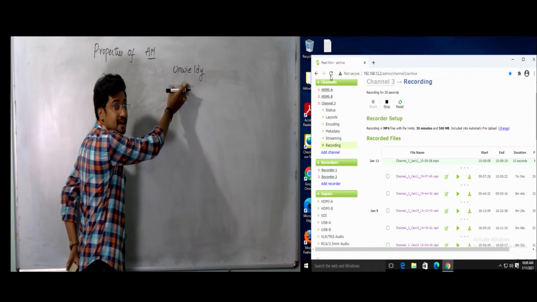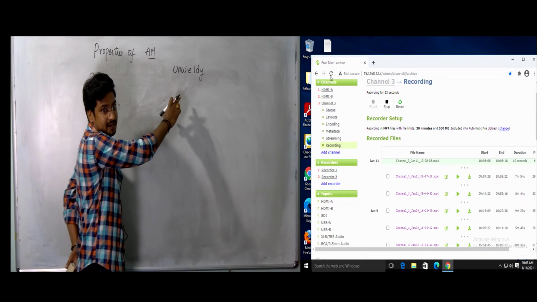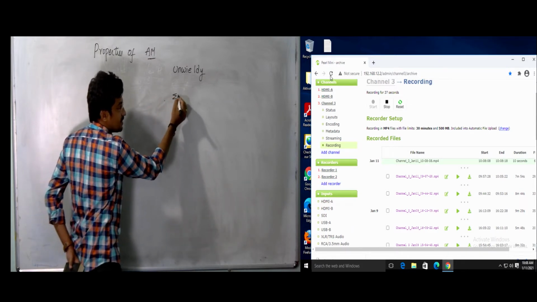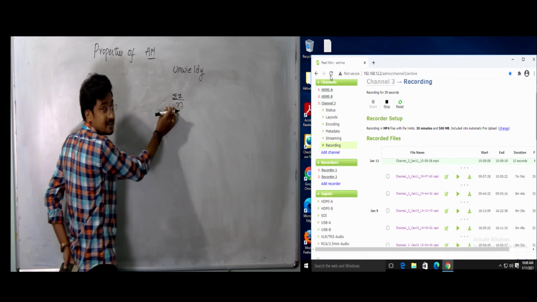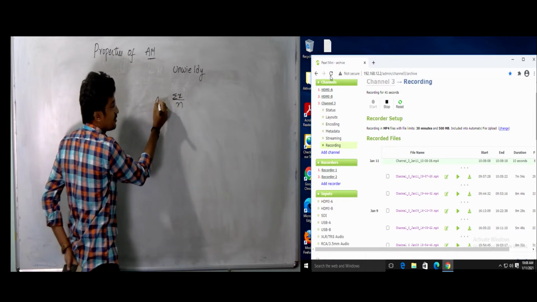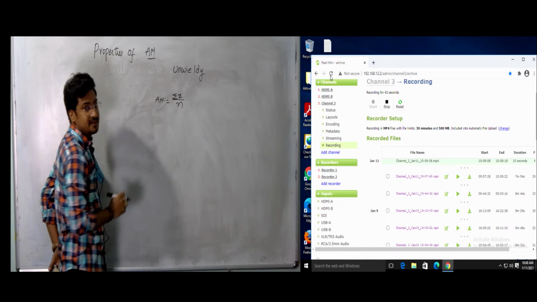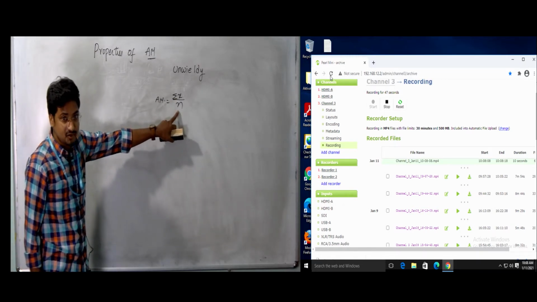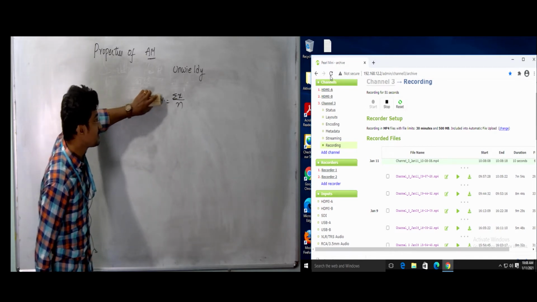Unwieldy data means data can be of any manner. Or, the sum of the observations is divided by the total number of observations. This is the general definition of arithmetic mean. The total number of observations is denoted by small n.